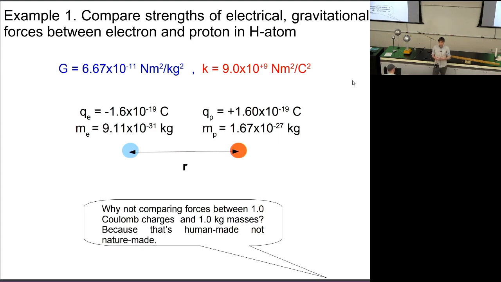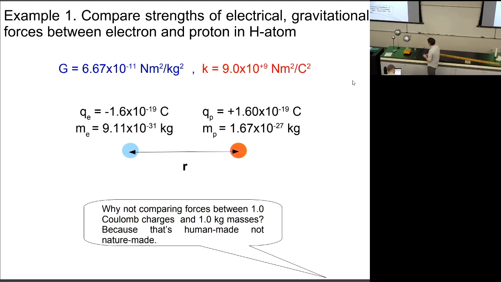And the most obvious, most natural comparison that we could do is use nature's building blocks, you know, electrons and protons. And specifically, we're going to compare the electrical and gravitational forces between the electron and the proton in the hydrogen atom. So the electron and the proton in the hydrogen atom have electrical charge, so there's an electrical force there. The electron and the proton in the hydrogen atom have mass, so there's a gravitational force there. Let's just compare those two forces in that hydrogen atom situation. So that's all I'm going to do.